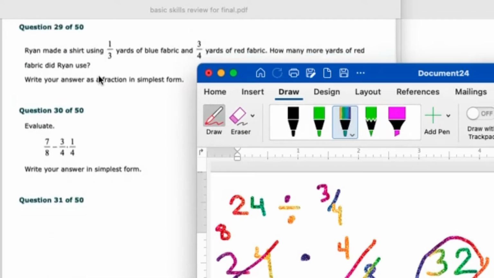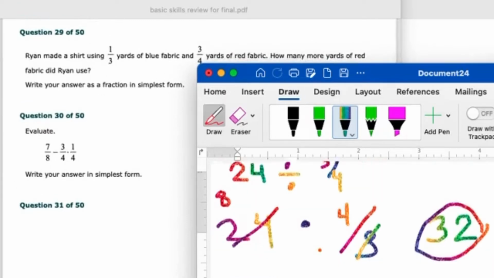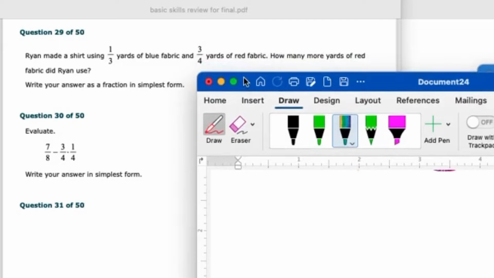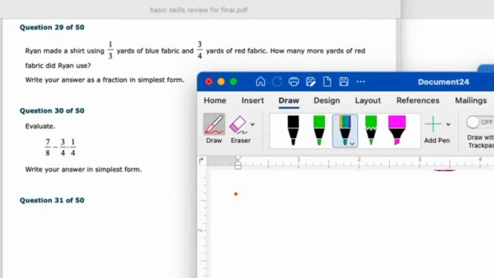Okay, Ryan made a shirt. This is question number 29, so turn to 29. Ryan made a shirt using 1/3 yards of blue fabric and 3/4 yards of red fabric. How many more yards of red fabric did Ryan use? So 1/3 yards of blue and 3/4 yards of red.